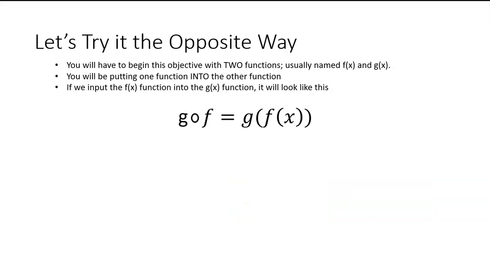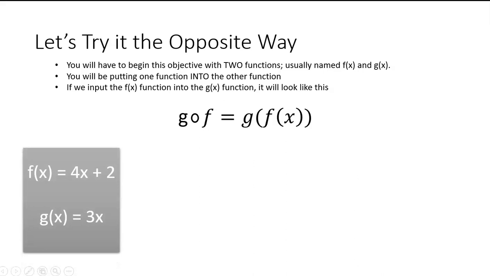Let's try this same concept in the opposite way. Again, we're going to be given our two functions. We're going to name them f of x, g of x. We're going to be putting one function into the other function. This time, we will be inputting the f function into the g function, and it will look like this. g of f of x. Again, we've got the open circle, or you can write it with parentheses, g parentheses, f of x function, close parentheses.